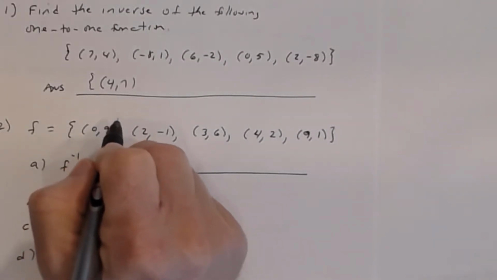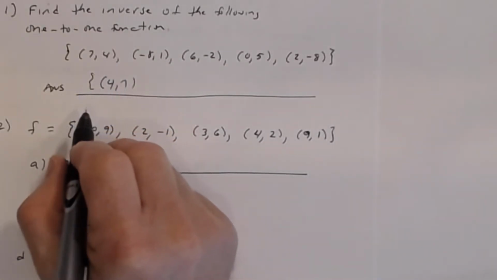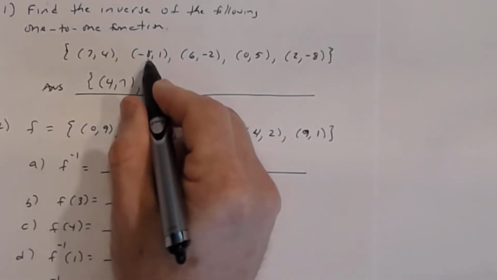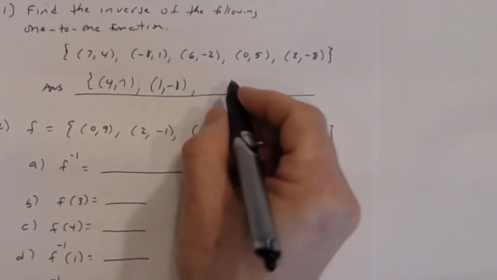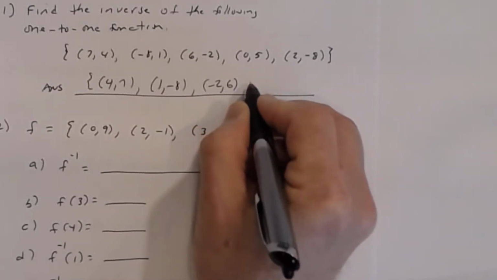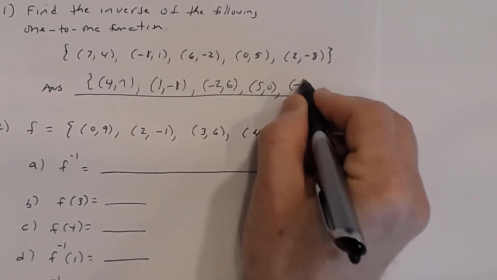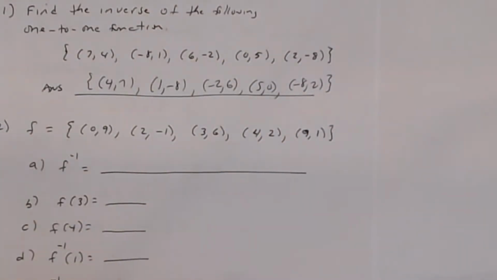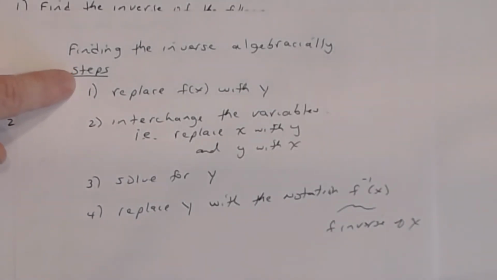That's all you do. To find the inverse of a one-to-one function, if it's a set of ordered pairs, you just interchange the coordinates. So (negative 8, 1) becomes (1, negative 8). (6, negative 2) becomes (negative 2, 6). (0, 5) becomes (5, 0). (2, negative 8) becomes (negative 8, 2). And that's it. There's your answer. So the inverse of this relation is this relation. It goes back to the idea of finding the inverse algebraically: you interchange the variables, you interchange the coordinates.